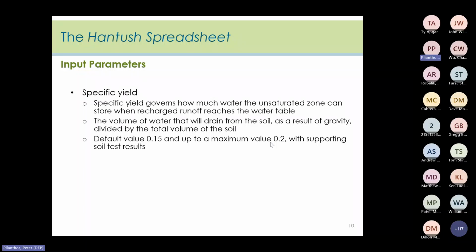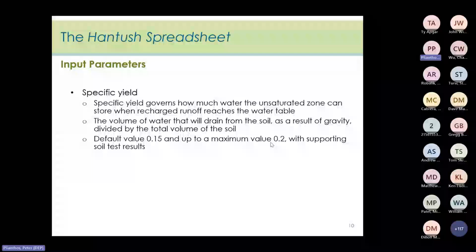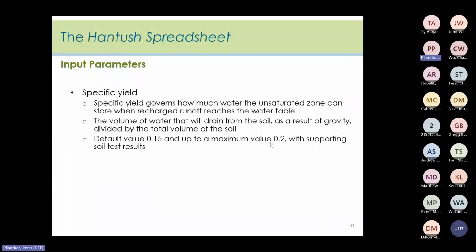Therefore, a soil having a higher specific yield may result in a lower mounding height than a soil having a lower specific yield, when other inputs remain the same. For groundwater mounding purposes, specific yield is not calculated by subtracting field capacity from porosity.